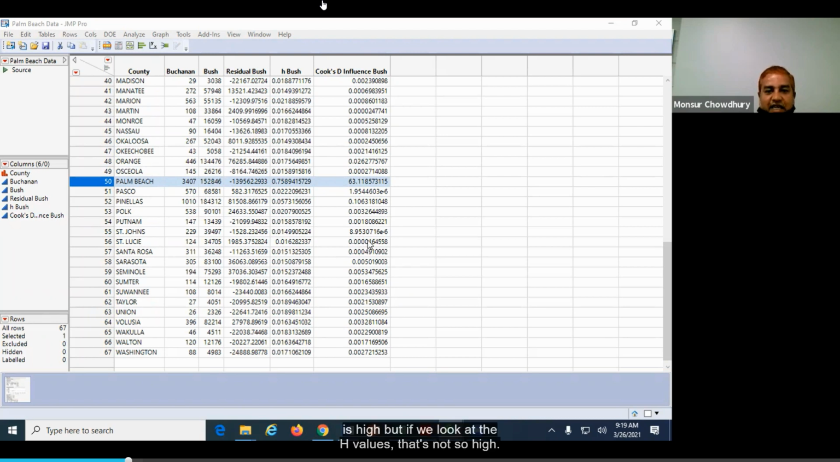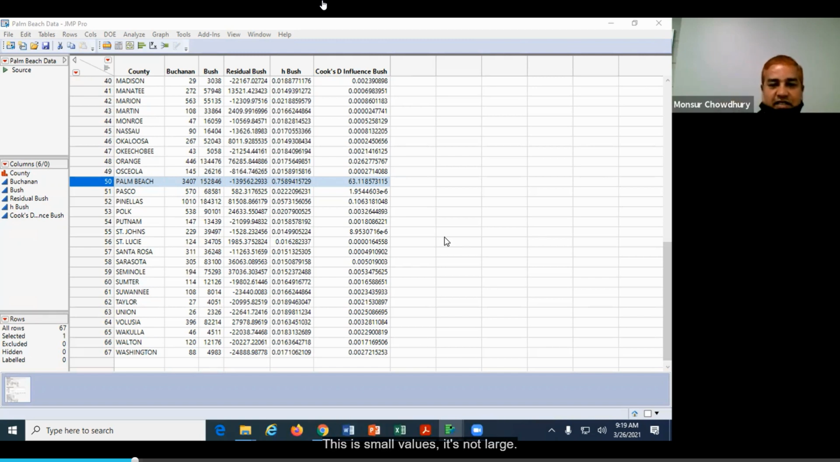The Cook's D is high, but if you look at the H values, that's not so high. No, it's not high. You can see e to the power minus 6. That means it's very small. It's not high. E to the power minus 6 means 0.0000005 or so. So these are small values.